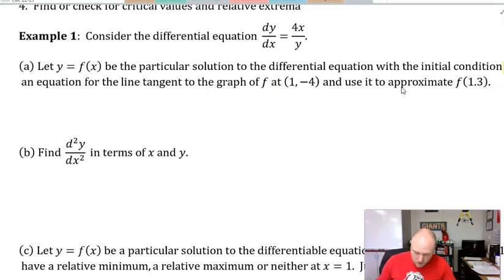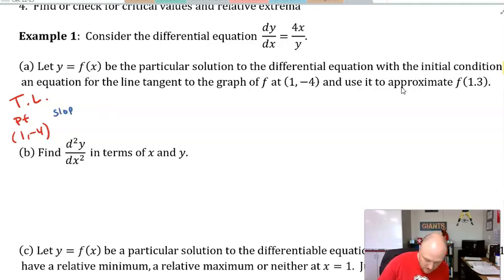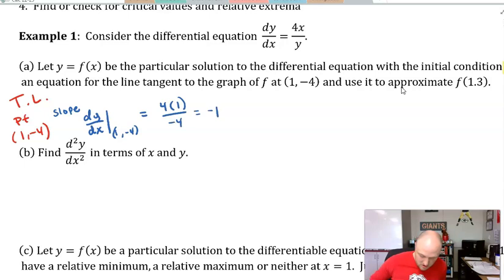In order to write a tangent line, which I'll abbreviate as TL, you need 2 things. We need a point. The good news is the point they gave us. It was (1, -4), so I have that there. Now, I do need the slope. The slope is just going to be dy/dx evaluated at this point, (1, -4). I'm just going to plug that in. So 4 times x, my x value is 1, divided by y, which is -4. So it looks like our slope is -1.